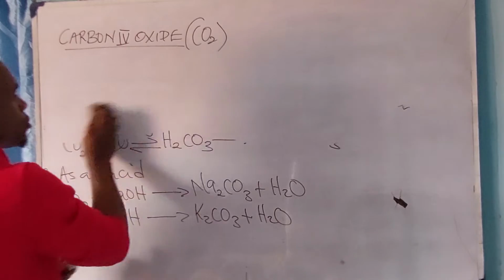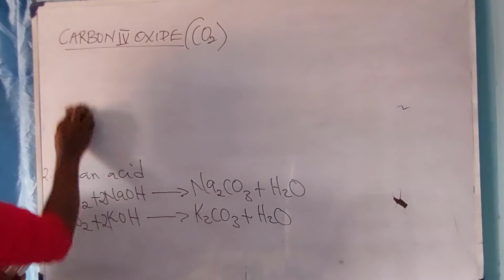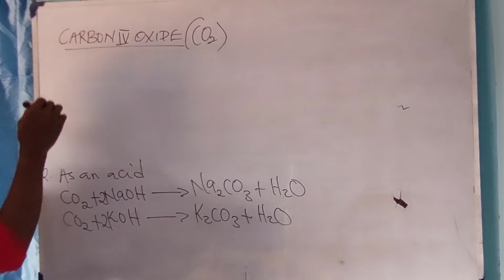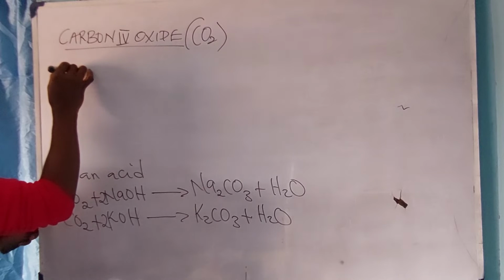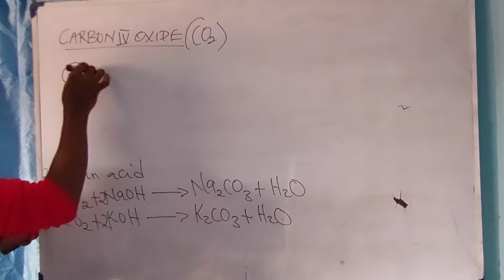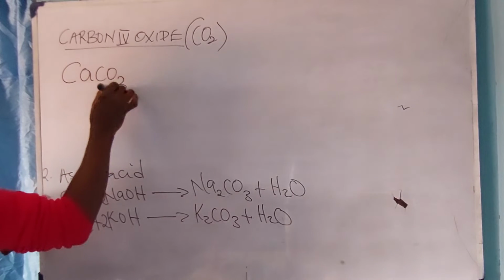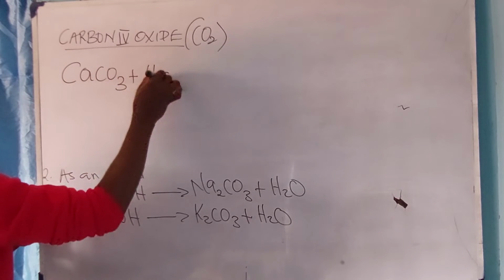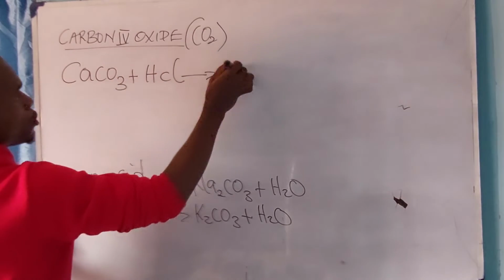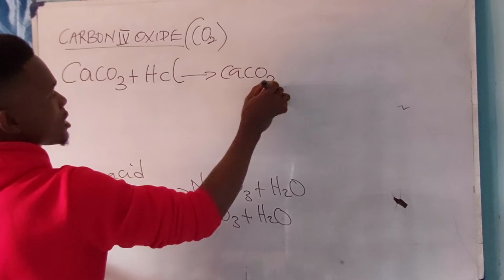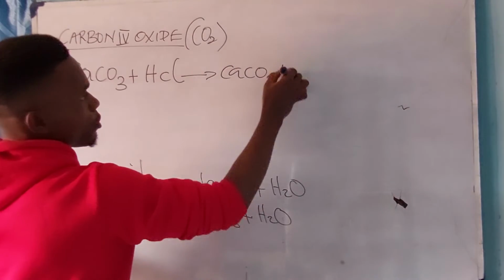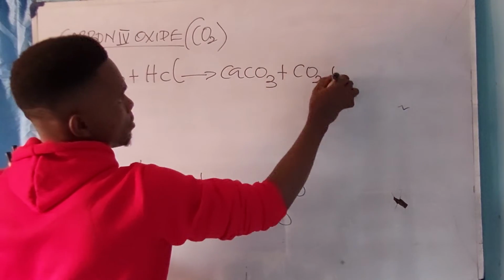How is it produced? Let me use the word produced, not formed now. Carbon 4 oxide is produced when trioxocarbonate 4 reacts with dilute acid to produce calcium trioxocarbonate 4, plus carbon 4 oxide, plus what?